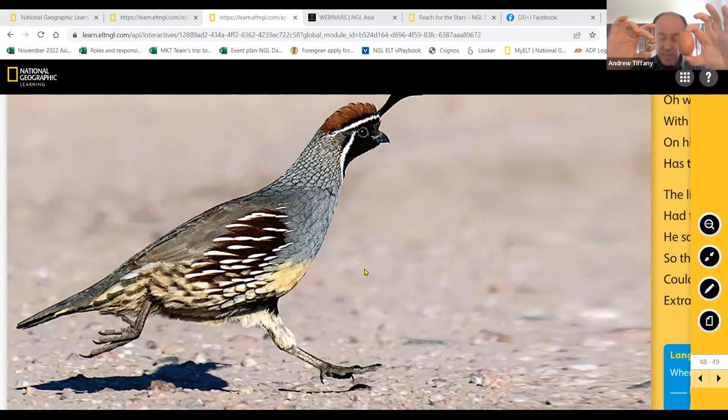Which one is bigger? Because we do math and comparisons in this class as well, right? The chicken egg is bigger than the quail egg. That's right. Very good. Four quail eggs equals one chicken egg, says Will. Depends on how big your quail is, right? Some quail are really, really small.